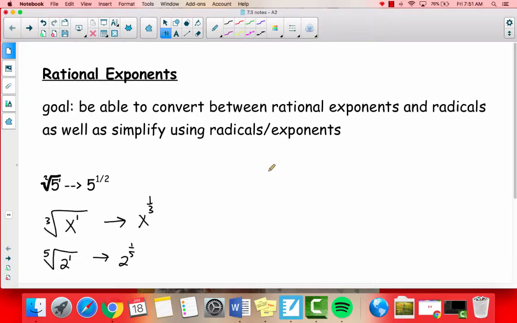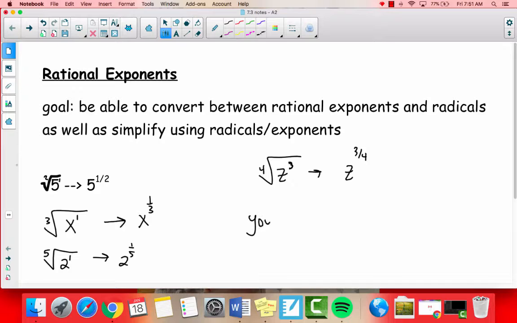But I could have something, for example, the 4th root of z to the 3rd. So if I wanted to rewrite this in its exponential form, that would become z to the 3/4. The index goes on the bottom, the exponent here goes on the top. And then of course you would want to reduce if possible.